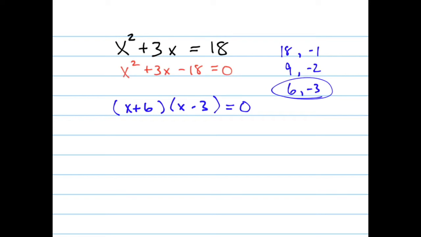So here I can use my zero product property because I've got a product, right? Two quantities being multiplied together, and they equal 0. So that allows me to use my zero product property. How do I apply it?